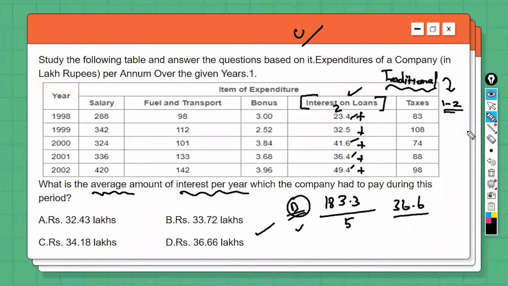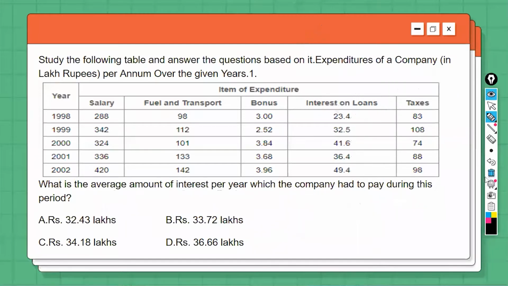Now let's see some shortcut methods. There are multiple shortcuts to calculate averages, all that, but I'm not going to teach you everything. I'll just teach you the best shortcut for this specific problem. See how many elements are there? 1, 2, 3, 4, 5 elements. So average is equal to total divided by 5 should be the answer.